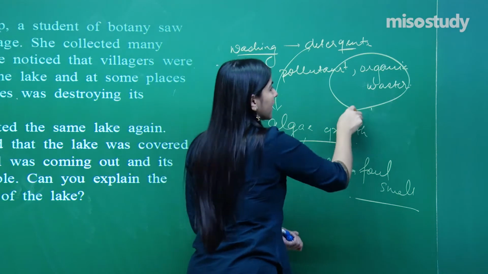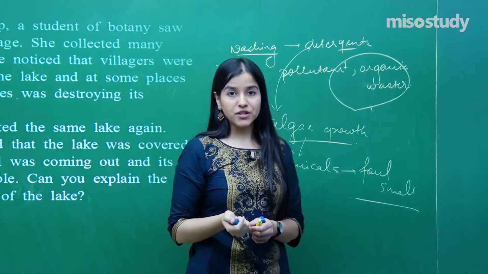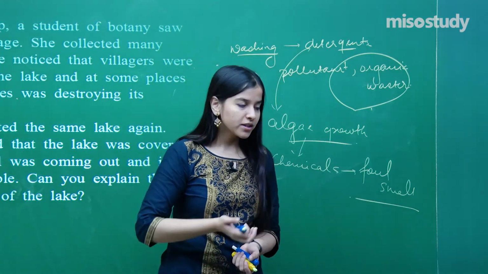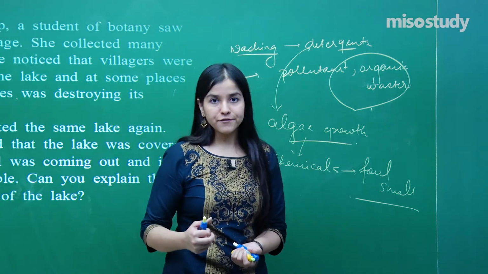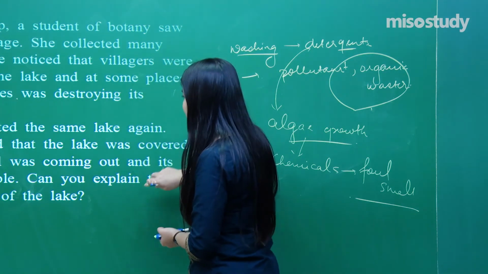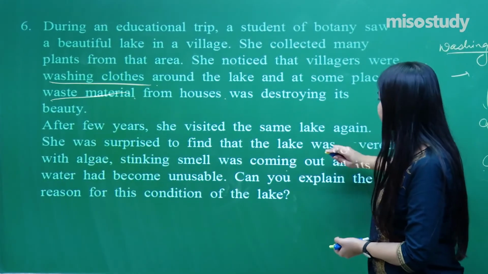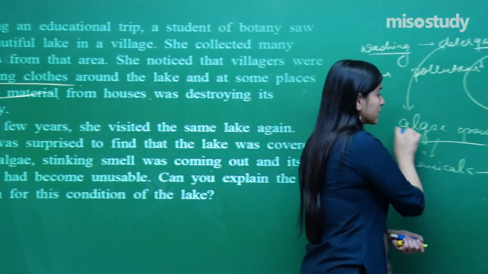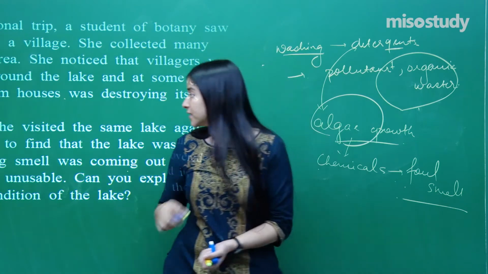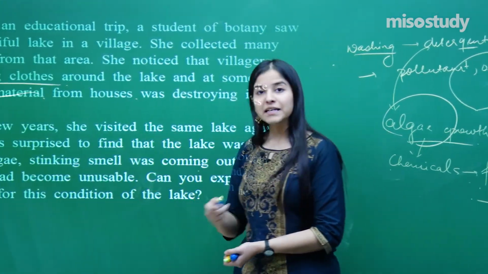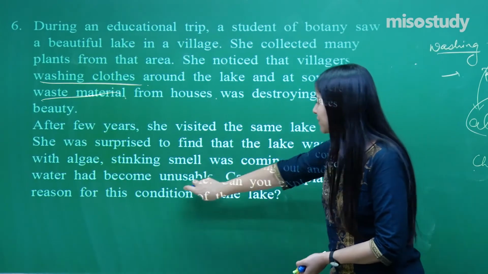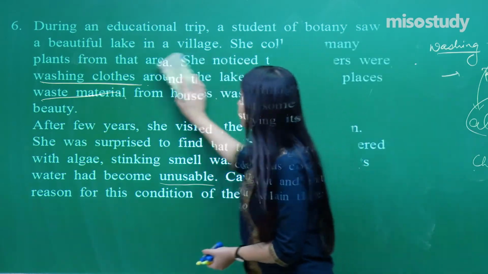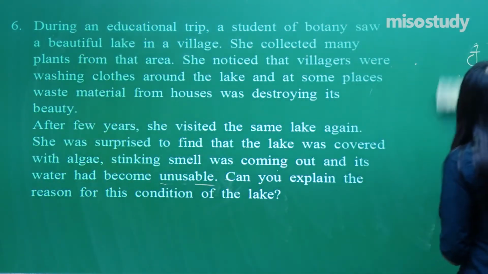And in fact, due to this organic waste in the water, biodegradation happens, but all the oxygen present in the water is consumed, leading to the death of aquatic life. Fine. And that is the only reason that the water of the lake had become covered with algae and stinking, because these chemicals which the algae produces are foul smelling. And these chemicals are toxic to human beings, thereby making it unusable for the purpose. Clear?